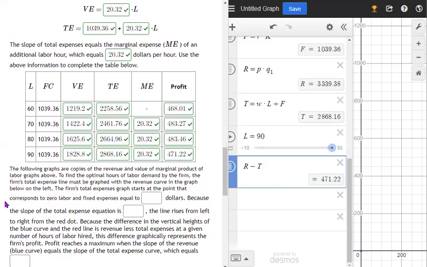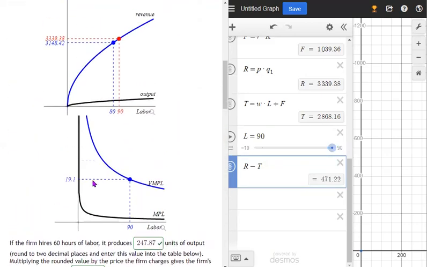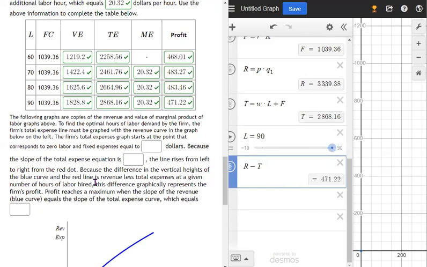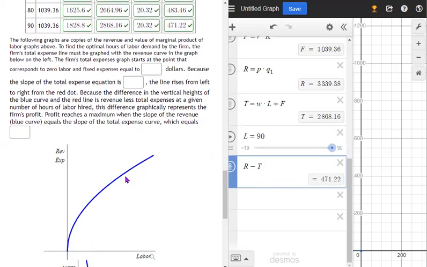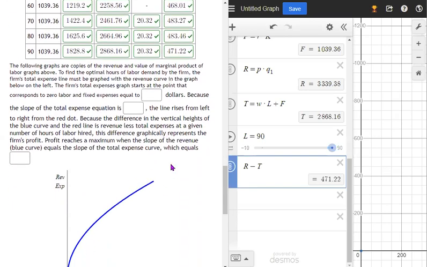The following graphs are copies of the revenue and value of marginal product of labor curves above, without any points labeled on them. To find the optimal hours of labor demand by the firm, the total expense line must be graphed with the revenue curve. This is the revenue curve here. We want to graph the total expense line with it. The total expense line is the intercept plus the slope times L. It's a line, and we're going to graph it in here.